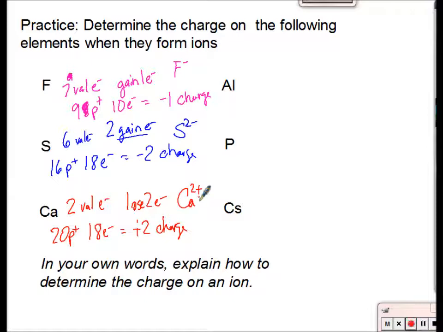So these other 3 we'll try in class. I want to see how well you do. Aluminum, phosphorus, and cesium. See if you can do those on your own now. We'll check them in class.